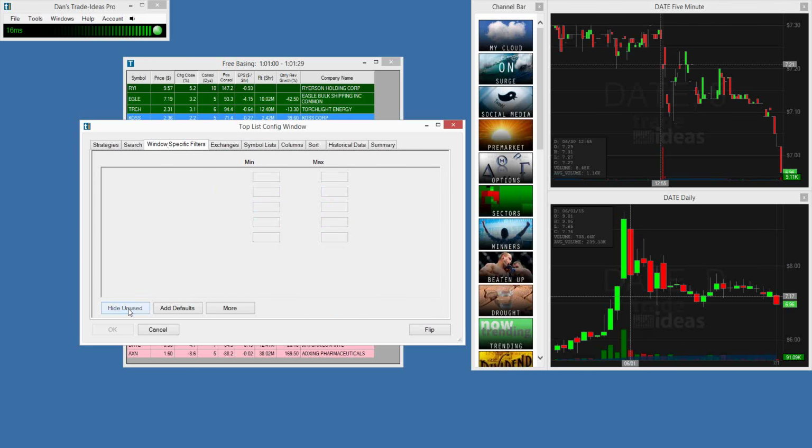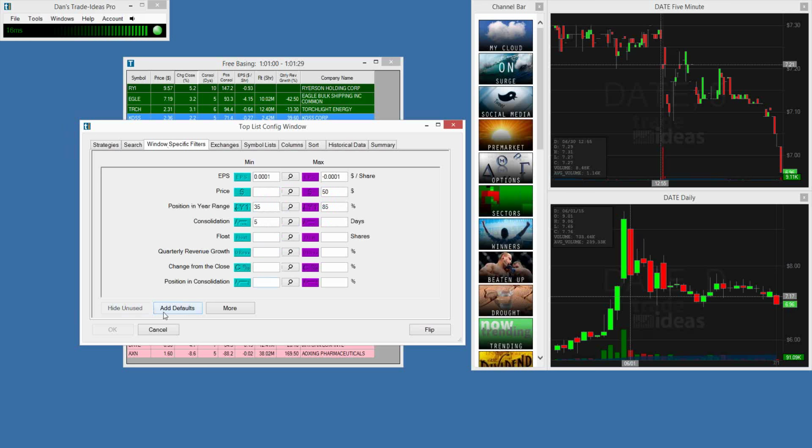So I'm going to hide the unused, and let's go through the filters. So the first filter is earnings per share, and I have a 0.0001 and a negative 0.0001. Now you can say to yourself, Mr.